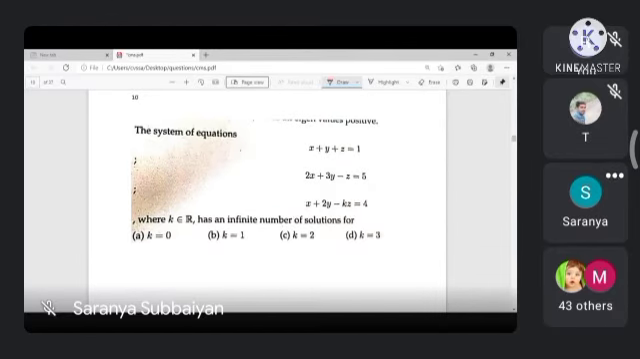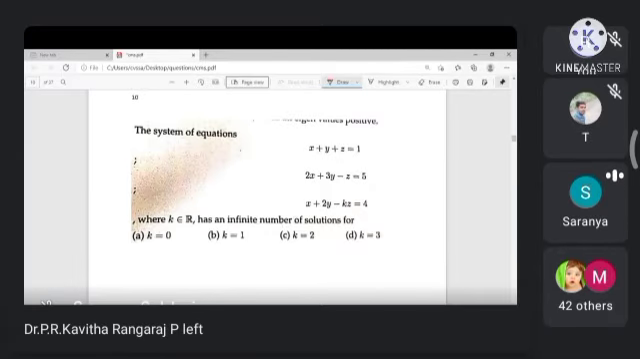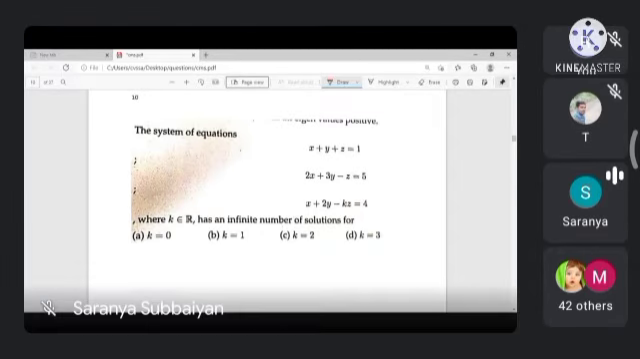Then for non-homogeneous, there are three conditions. Consistent means unique solution or infinite number of solutions. Inconsistent means no solution. So you know the consistency. Rank of the augmented matrix equal to rank of A is equal to n means it is consistent with a unique solution, right? Yes, ma'am.